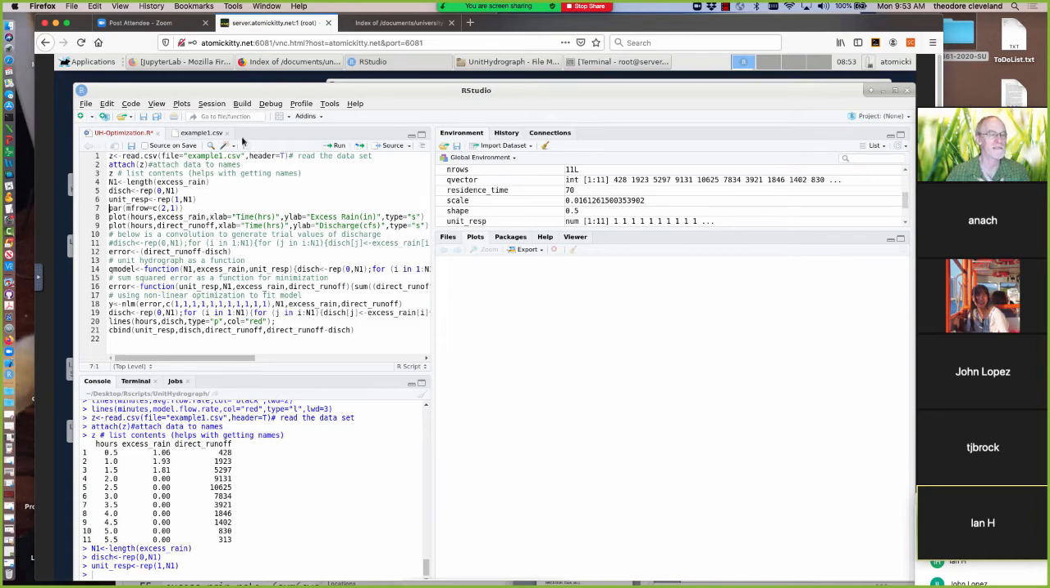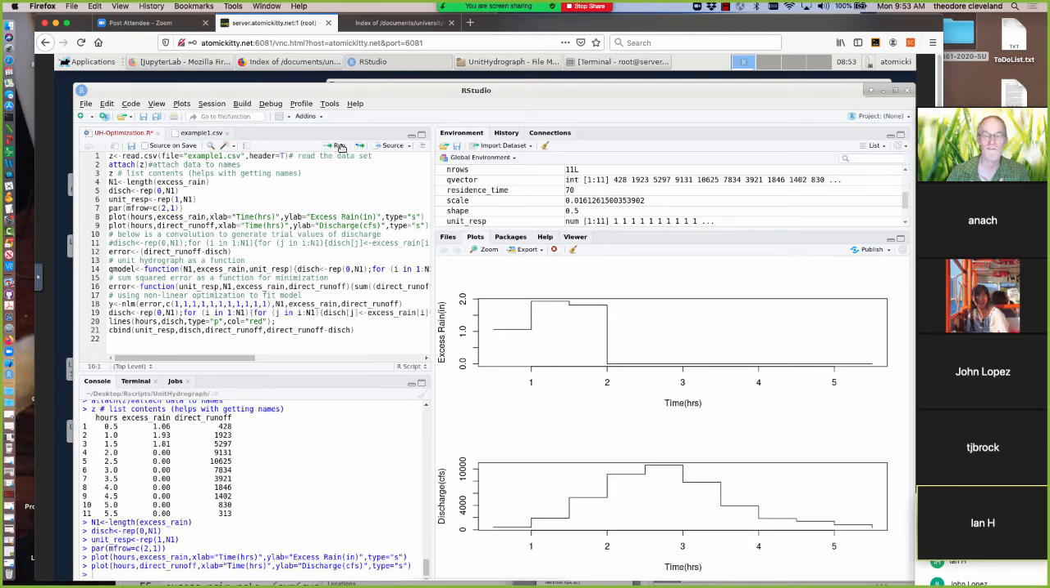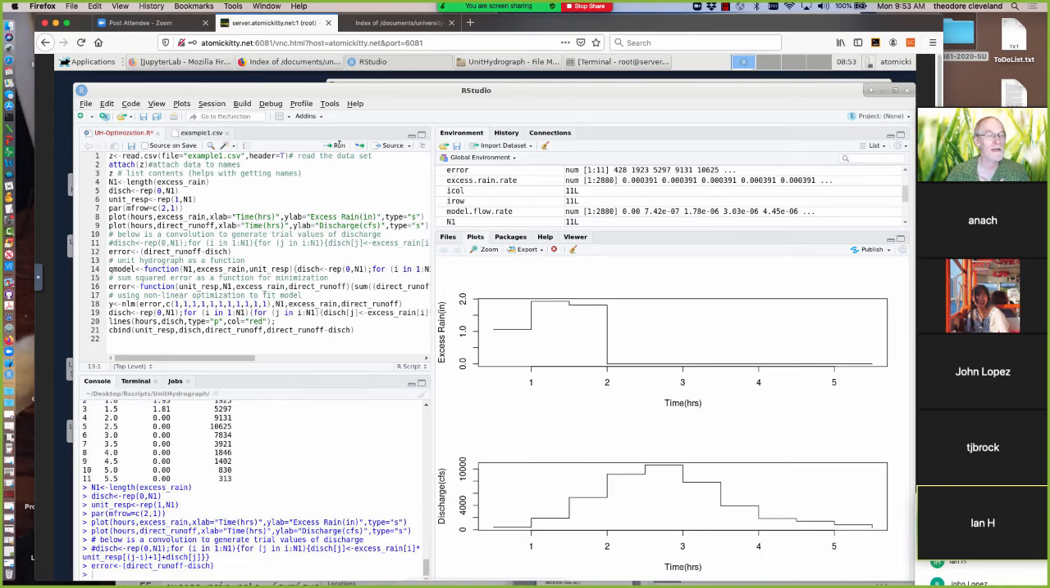And then we're going to set up some plotting stuff. First we'll plot the hours versus the excess rain there, hours versus direct runoff there. And we've created an error vector, which is the direct runoff minus the discharge. If we look at the current error vector, because our current computed discharge is zeros, it simply returns back the input. So the error is quite large.